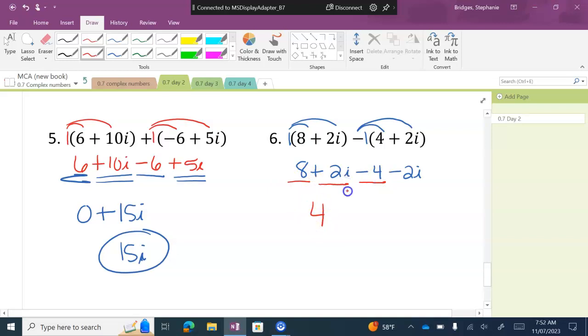4. And then when I go to combine my imaginary pieces, what happens to those? They cancel. So you could write it as 4 plus 0i, but also I would just write it as 4. Okay, you don't have to put the zeros in there if either part of your complex number cancels out.